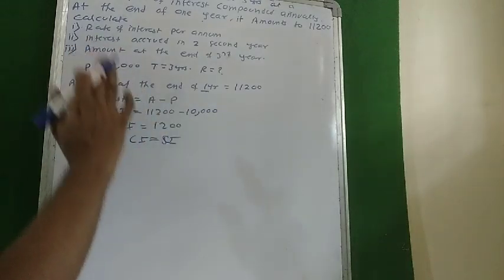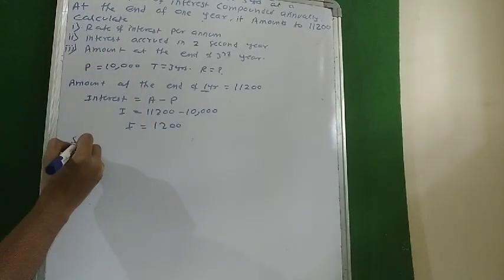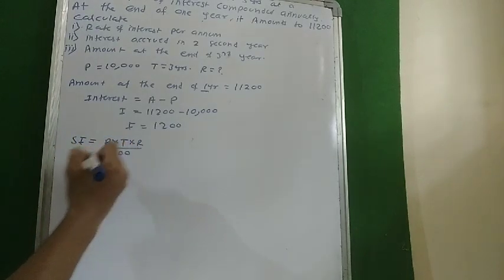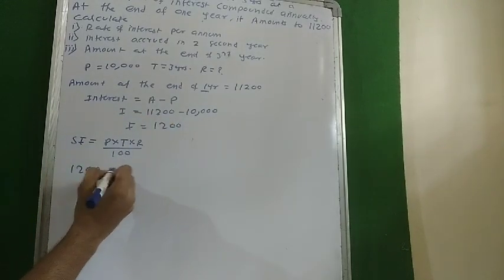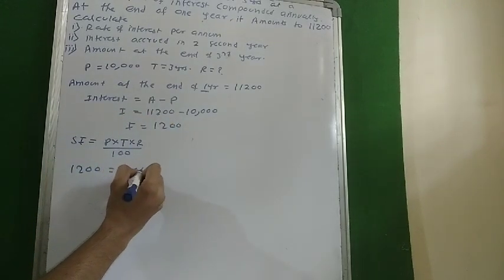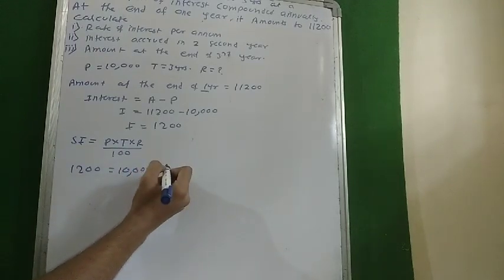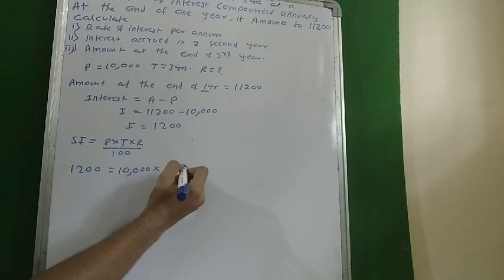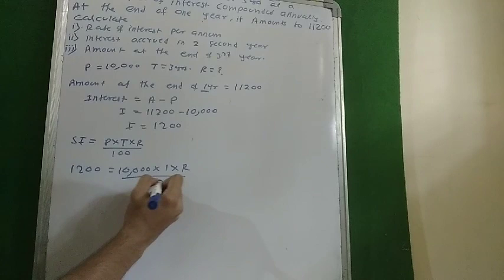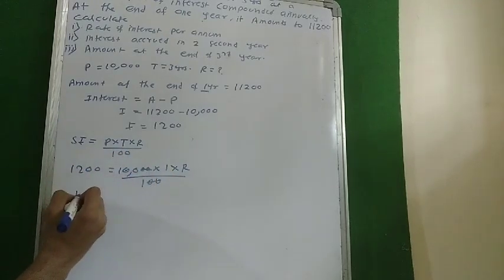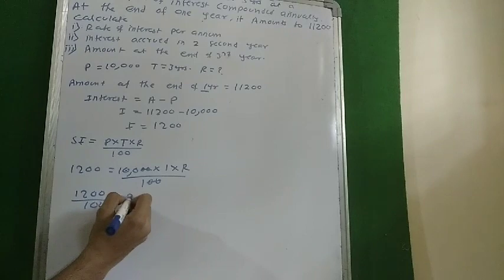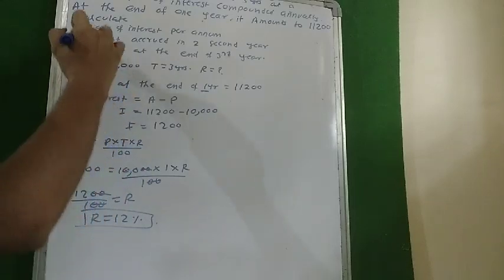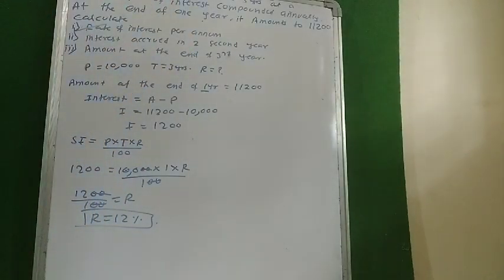I'll consider it as simple interest. So for the simple interest, the formula is P into T into R upon 100, and the simple interest is 1200, and the principal is 10,000. Time is 1 year, because we are considering at the end of 1 year. Rate is the question we need to find out. So 0 0 cancel, 100 will come here, 0 0 cancel, so rate is 12%. So the first part of the question, the rate of interest per annum is 12%.